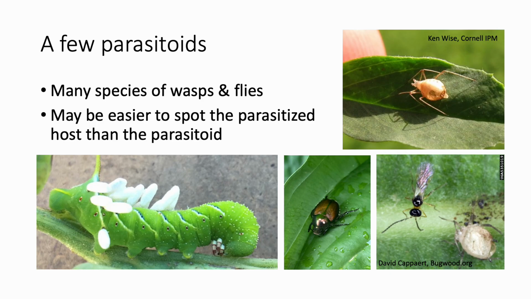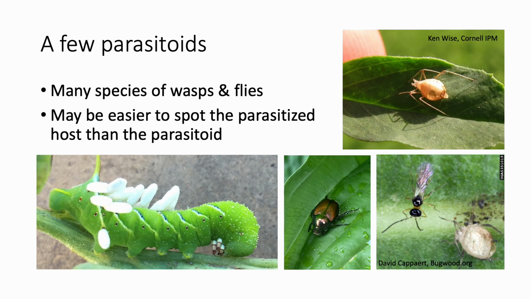There are many different species of both wasps and flies that parasitize pests. Often it is easier to spot the parasitized pest host than it is to spot the parasitoid. For example, wasp species that parasitize aphids are tiny and difficult to see. Parasitized aphids puff up and turn brown and crispy, and are easy to recognize once you know what you're looking for. After the wasp emerges, you'll see a small round hole in the aphid mummy.